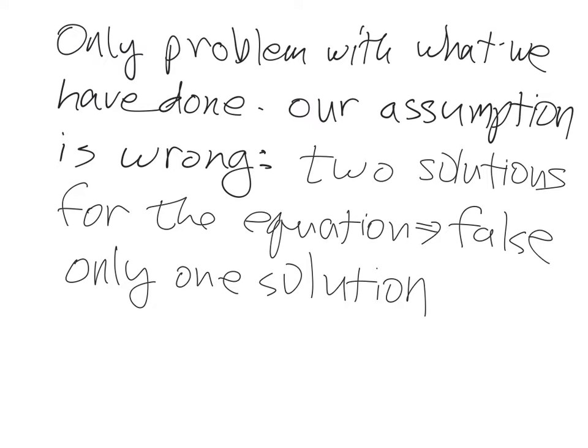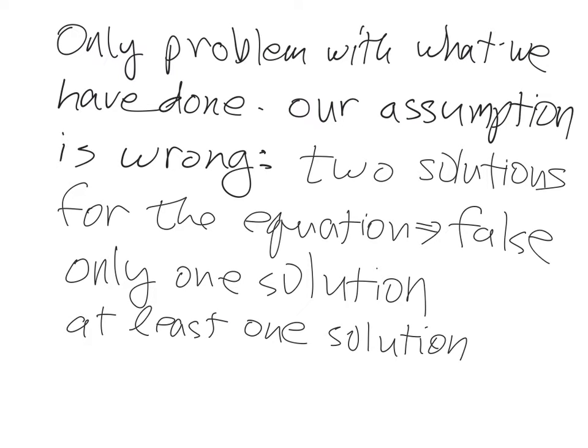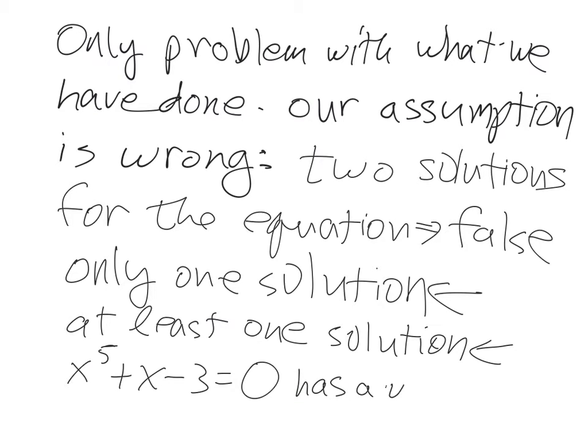So, the intermediate value theorem says at least one solution. Rolle's theorem says only one solution. So we tie those two together and we can say this equation, throw some fancy terminology at you, has a unique solution. What do you think unique means?